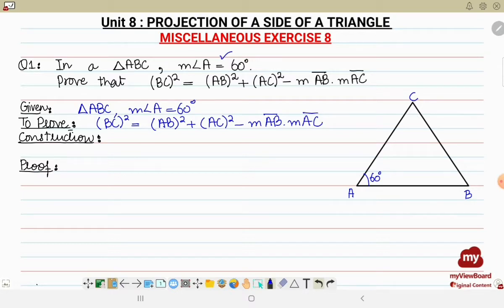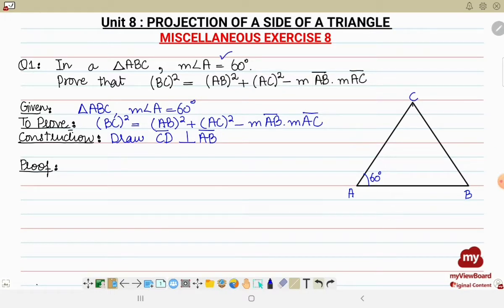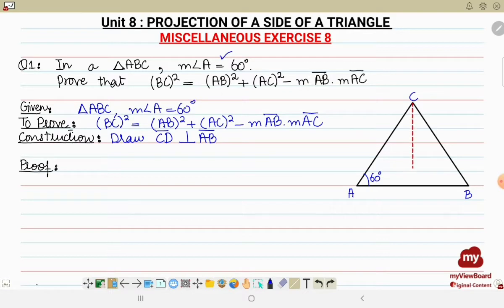We'll be doing some construction. Since the question is from the projection of a side of a triangle chapter, right? So we'll be drawing one projection. So draw CD perpendicular to AB. So let us draw it first. Let me draw it with some other color so that it can be prominent. Okay, we are going to draw CD. So this is CD. You see CD is perpendicular to AB right here.